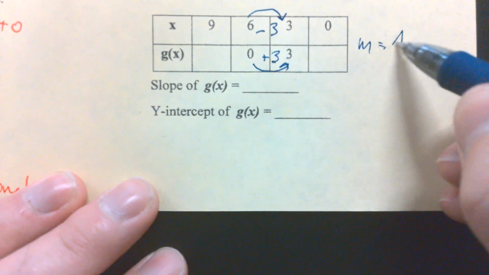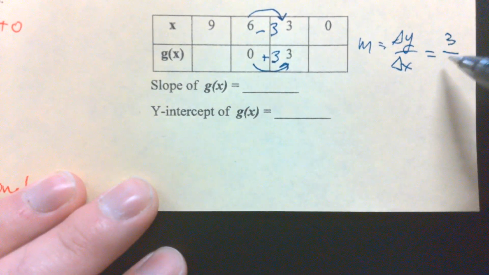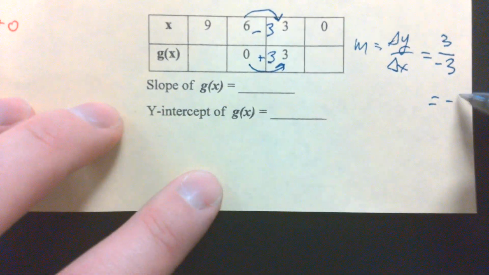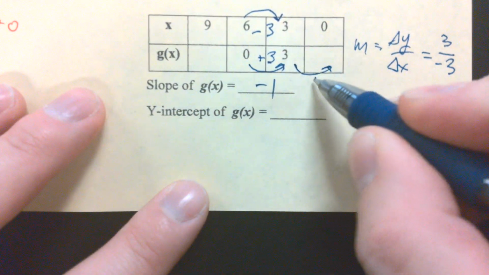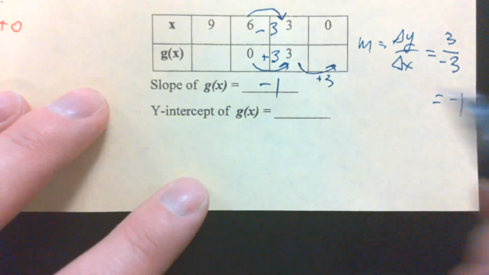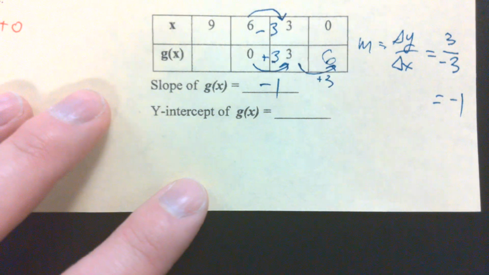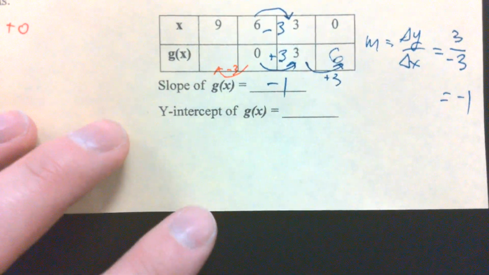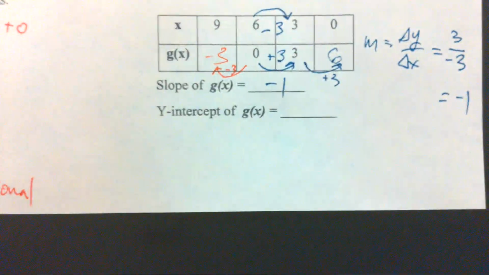M is equal to the change in y over the change in x. Positive 3 over negative 3. What would that simplify to? -1. -1, thank you. So my slope here is -1. We could continue this plus 3 pattern to get 6, and we could reverse that plus 3 pattern to be a minus 3 and get what? -3. Got it.